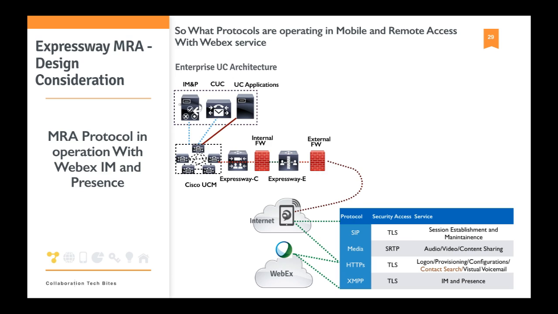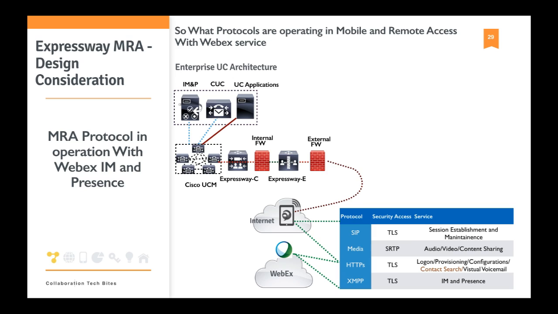presence. So what happens is you enable SIP and media communications through Expressway E and Expressway C for registration of client, and also for media communications. However, you open HTTPS connection, XMPP connection to WebEx and enable WebEx Messenger service.